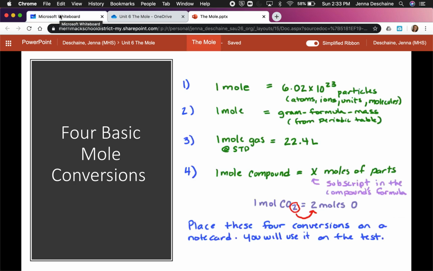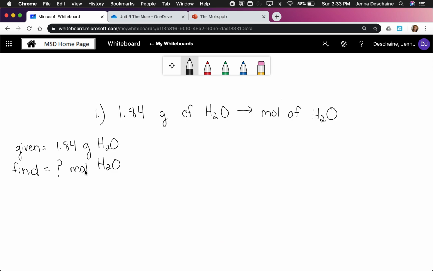So what I need to find first is the molar mass of water, and that's going to be from the periodic table. Okay, so I'm going to go to the periodic table quick.